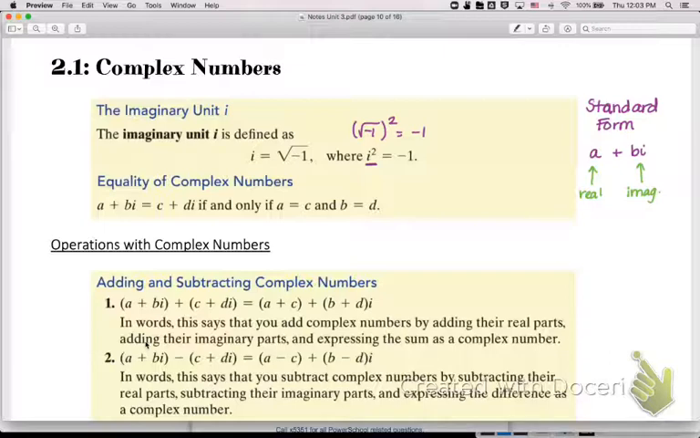If b was equal to 0, then a would just be a real number. But if b is equal to anything else, then you have a complex number because you have both a real part and an imaginary part. a could also be 0, and you could just have something like 2i, which is considered an imaginary number, but could also be written as a complex number.